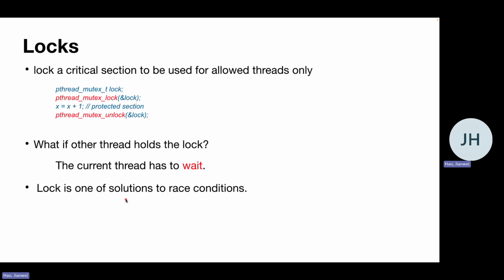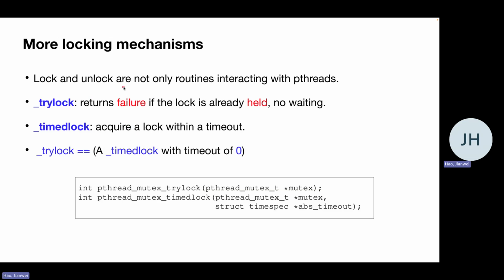That means lock is one of the solutions to race conditions. We introduced the race condition problem in the first lecture. So we can use this lock to protect the critical section and then make some changes to prevent the race condition issues. So there are more locking mechanisms.